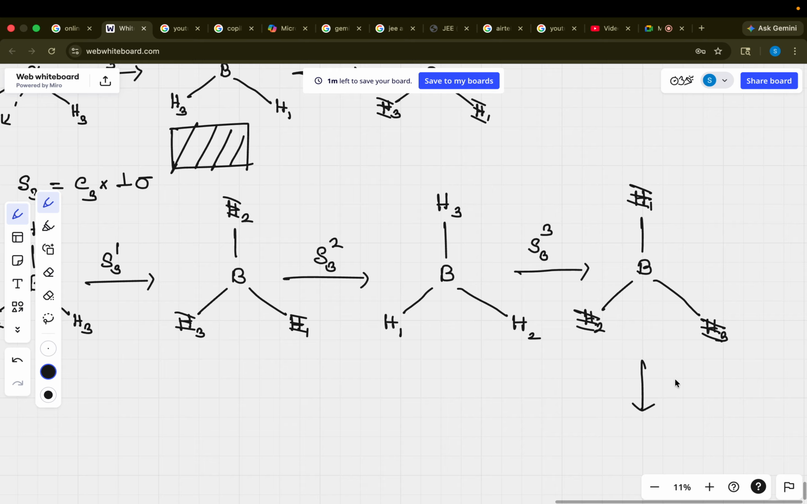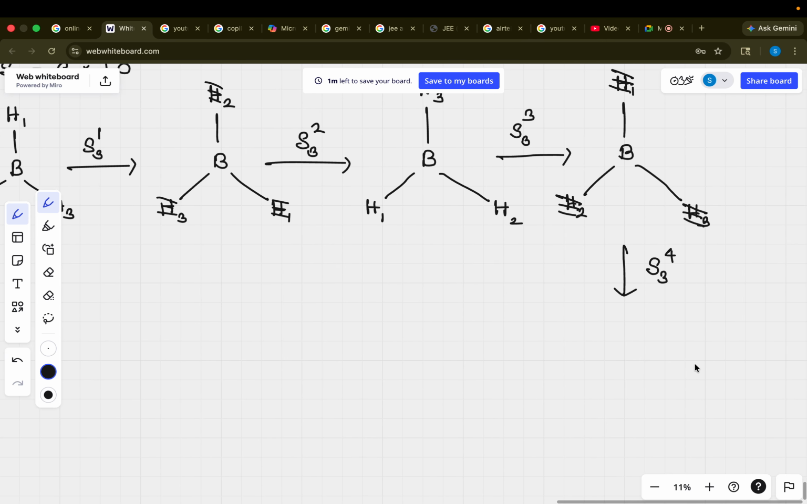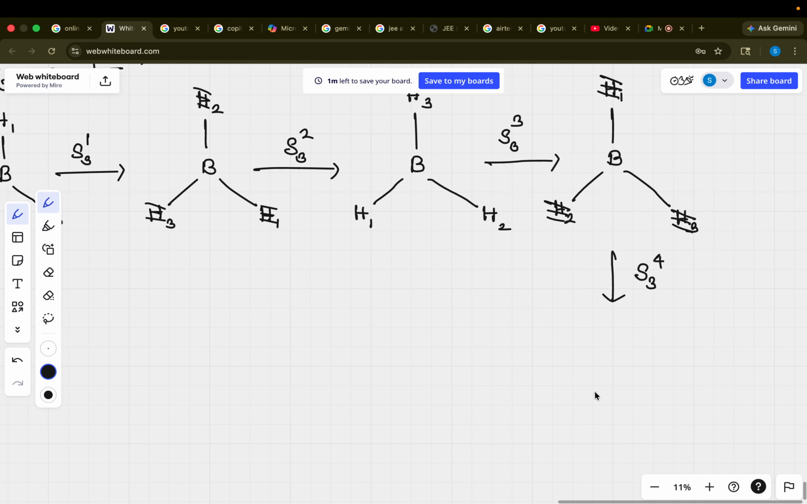Now if I operate S3 4, what can I get? Boron is there, so rotate by 120 degrees and then take the perpendicular plane xz, you just operate sigma xz. So basically H2 will come here, and if you take the perpendicular plane you will see the front face. H2 will come here, H1 will come here and H3 will come here. This is your S3 4.